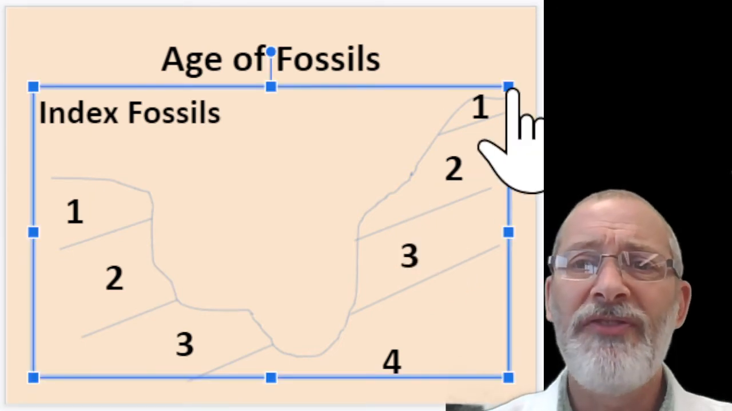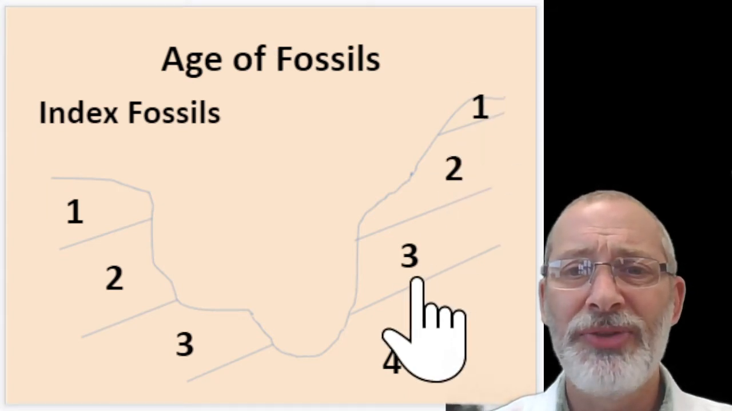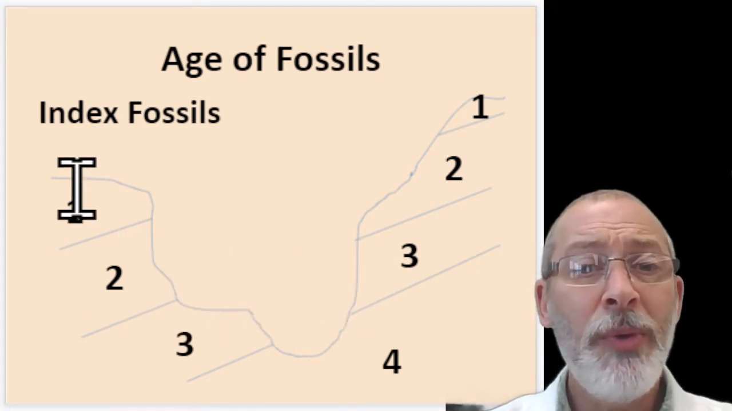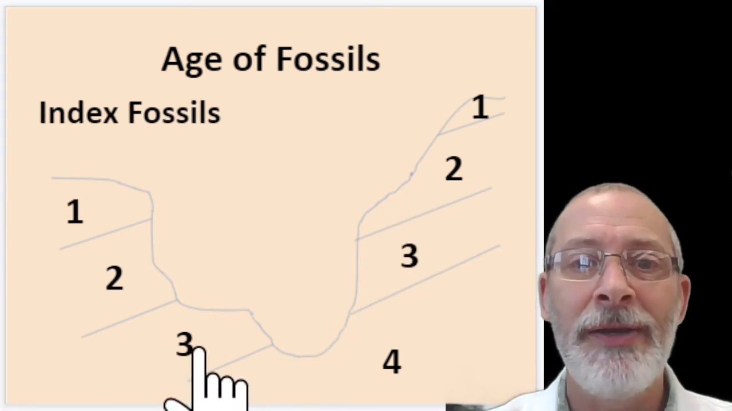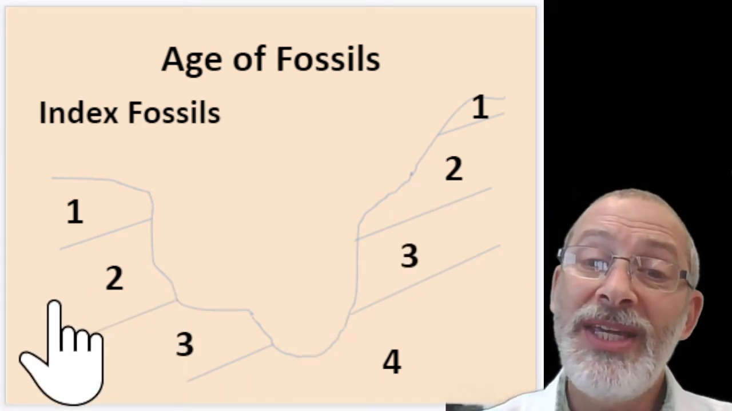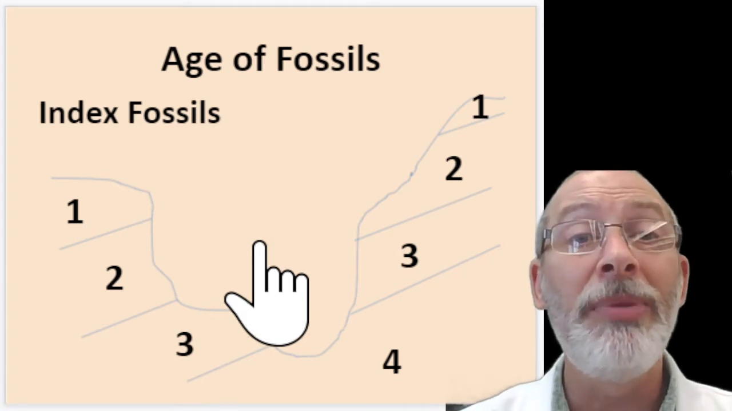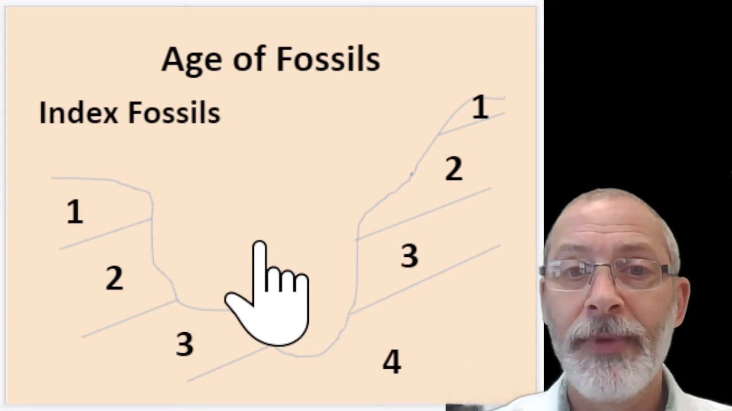Instead, we've got fossil 1 way up here, fossil 2 and fossil 3. They're not directly opposite one another. Well, if we were to cut a cross section into this valley or this canyon, we would probably see that the sedimentary rock layers have been tilted or uplifted for some tectonic reason.